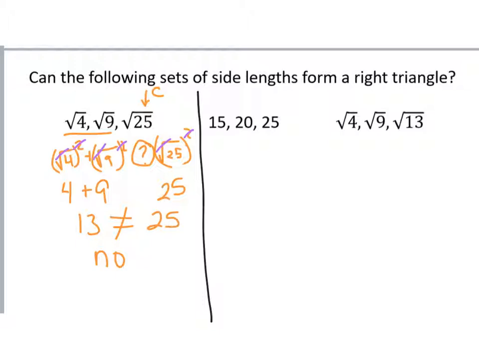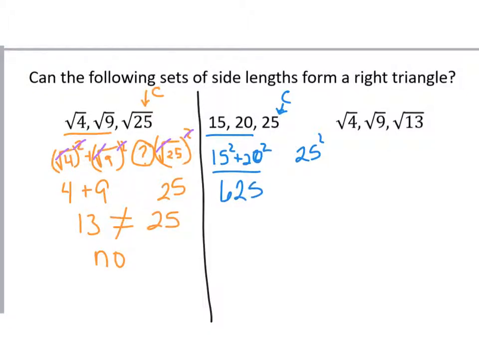The next one, my biggest number is the 25. So that's going to be reserved for my c, and I'm going to check these two. 15 squared plus 20 squared, and I want to know, does that equal 25 squared? So this time I'm going to go ahead and go to the calculator. 15 squared, which is 225, plus 20 squared, which is 400, gives me 625.